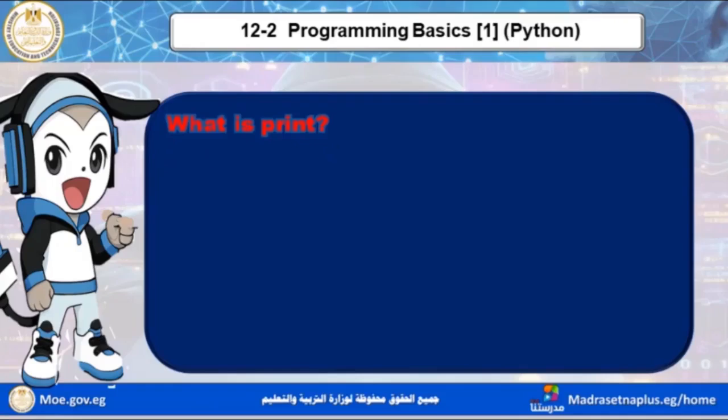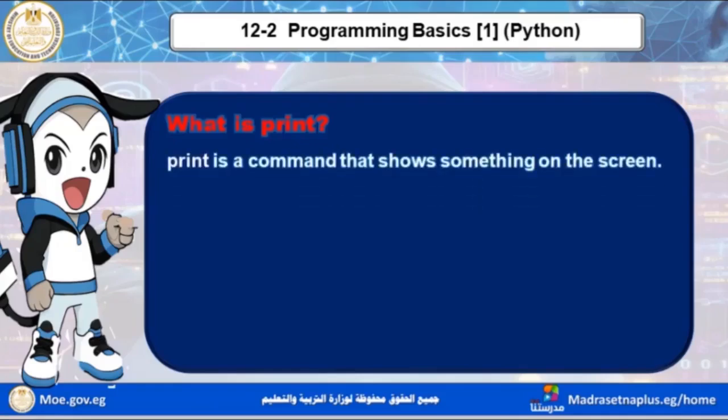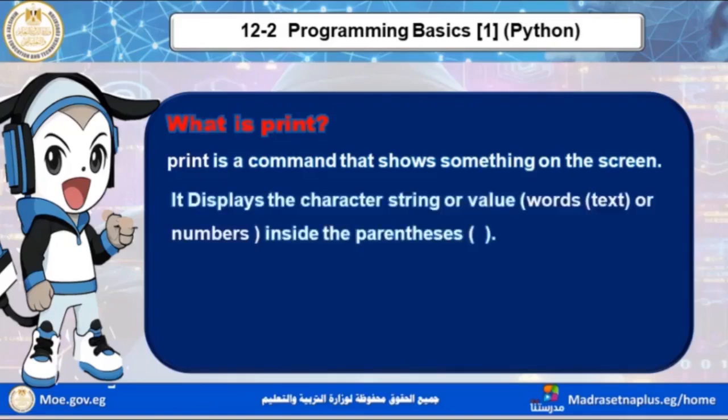What is print? Print is a command that shows something on screen. What is this thing? This thing can be a character or a number, and all should be put inside the parentheses. So if we would like to show something on a screen, we should put it between the parentheses of the print command.